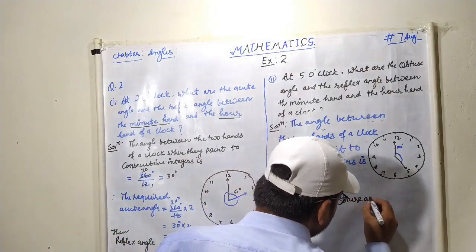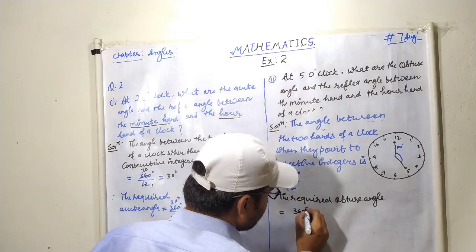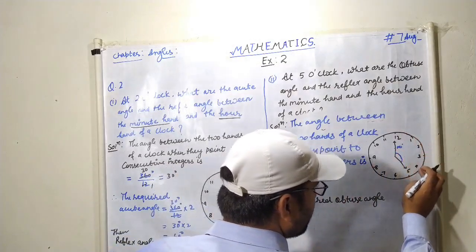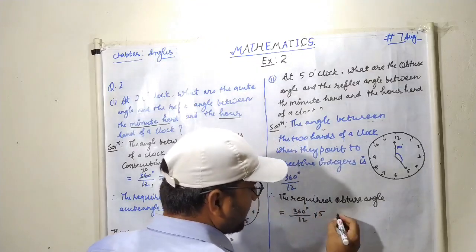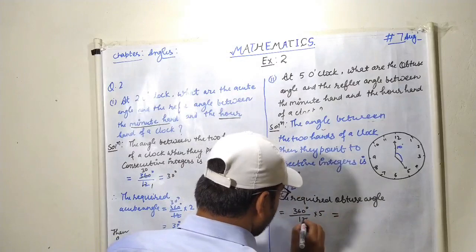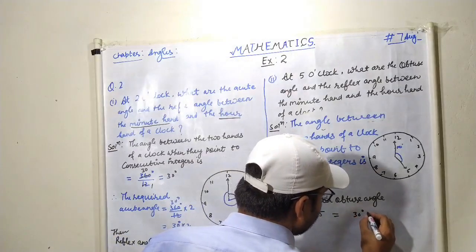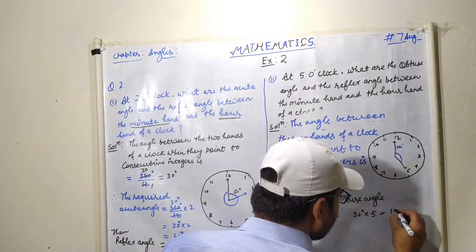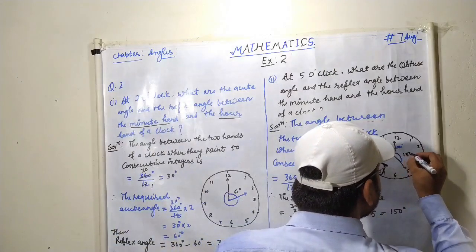The required obtuse angle is equal to 360 upon 12. It is two consecutive numbers. So 1, 2, 3, 4, 5 at 5 o'clock. Okay. So you will multiply with 5. 360 divided by 12, you will get 30. 30 degree is multiplied by 5. You will get 150 degrees. So the value of this obtuse angle is 150 degree.